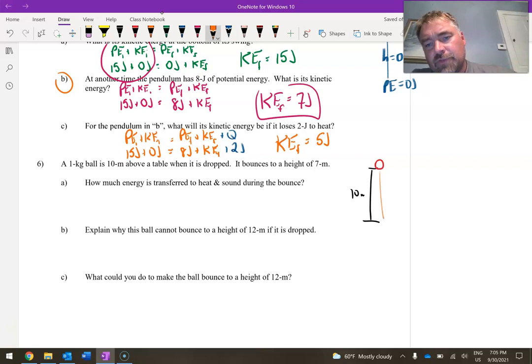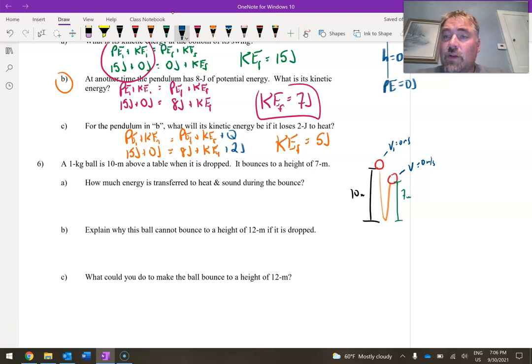I'll put this in orange. It's going to go down. It's going to bounce back up. But now when it gets up to this next spot, it only goes to a height, I'll put this in green, of 7 meters. Now, at both times, I know at this spot right here, its velocity is 0 because I'm dropping it. I know at this spot right here, its velocity is 0 because it's getting to its highest point, and that should be meters per second.